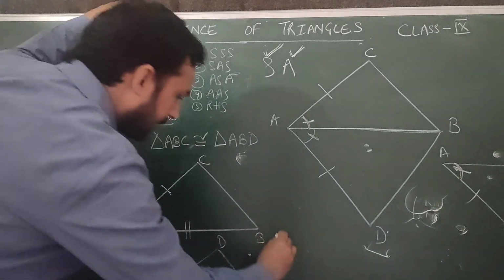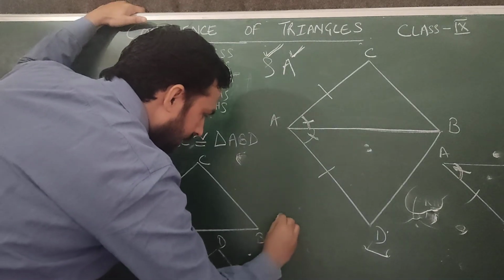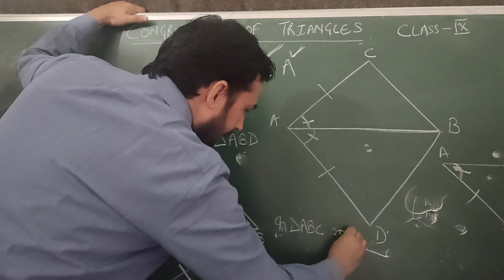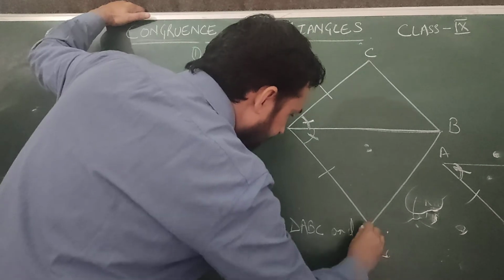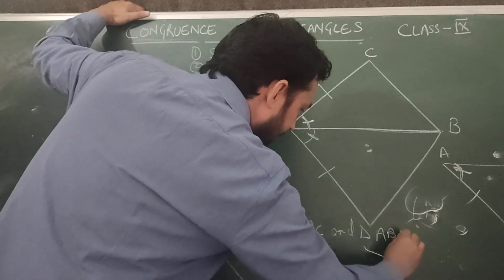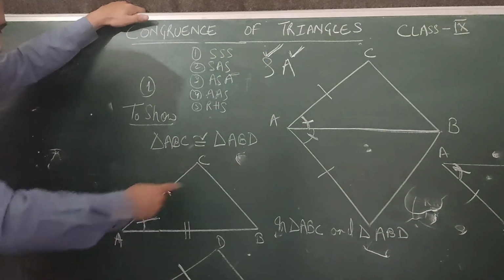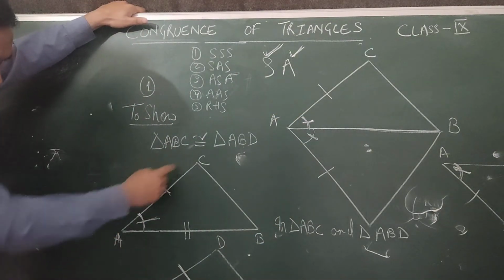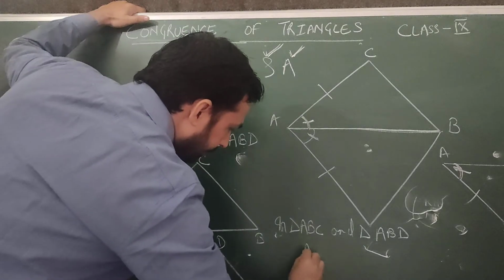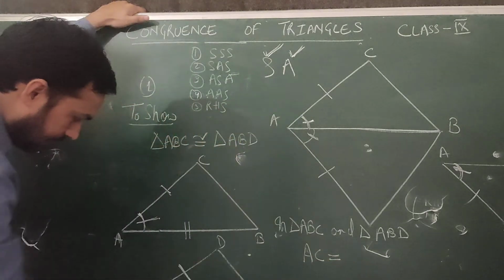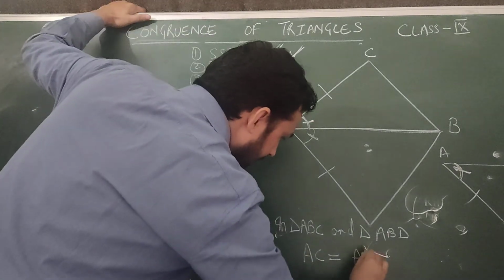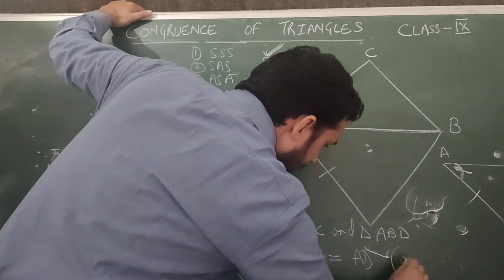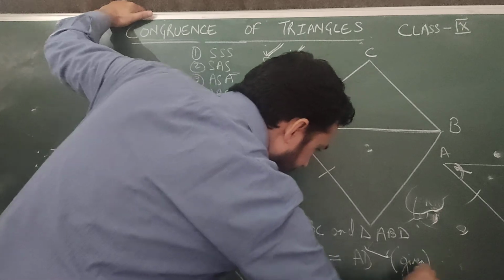So how do we write? We write like this: in triangle ABC and triangle ABD, in these two triangles, what have we observed? In these two triangles, we have observed that this line segment AC is equal to the line segment AD. That is what we have observed. And why are they equal? They are equal because the question is telling us. That's why we will write here, given.